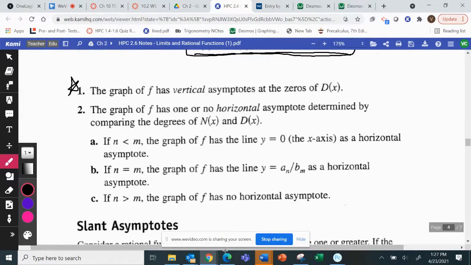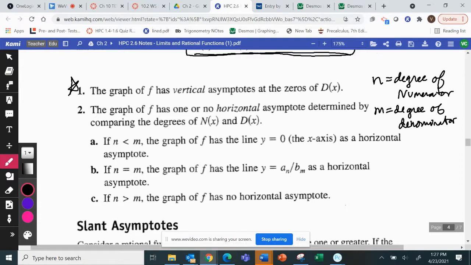But it says if N is less than M. Okay, so N is the degree of the numerator. And then M is going to be the degree of the denominator. So we're going to look at the degrees of the top and the bottom. We're going to look at the degrees. And then there's this, oh, well, I'll tell you that when I get to question B.